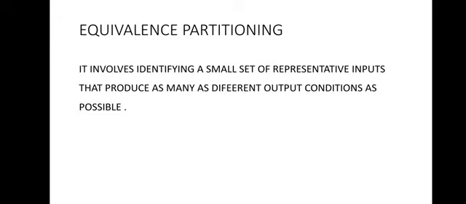Next is equivalence partitioning. Basically, it is a software testing technique that involves identifying a small set of representative input values that produce as many different output conditions as possible. It reduces the number of permutations and combinations of input-output values used for testing, thereby increasing the coverage and reducing the effort involved in testing. When we have a set of input values that will generate one single expected output, this set is known as a partition. And when the behavior of the software is the same for a set of values, then this set is termed an equivalence class or partition.